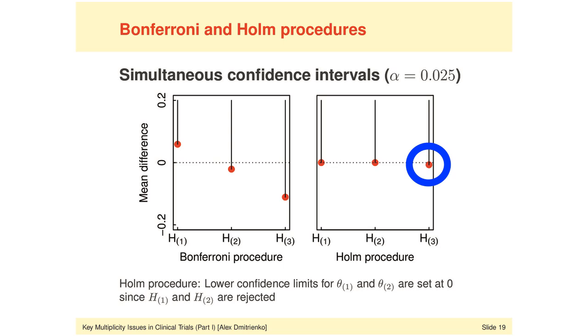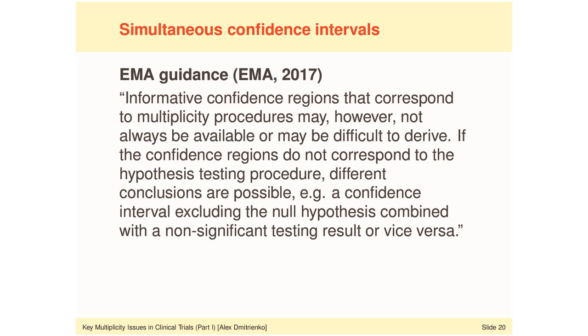And we can see here a slight advantage of using the more powerful Holm procedure. The lower limit for that last hypothesis is sharper, which means that it's closer to 0 for the Holm procedure compared to the Bonferroni procedure. And in fact, this lower limit in the right-hand plot, once again for the third order hypothesis, is so close to 0 that it looks like it's actually equal to 0, but in reality it is a negative value.